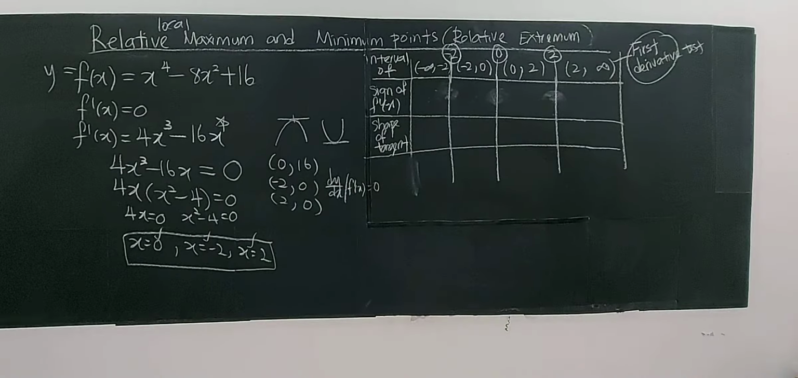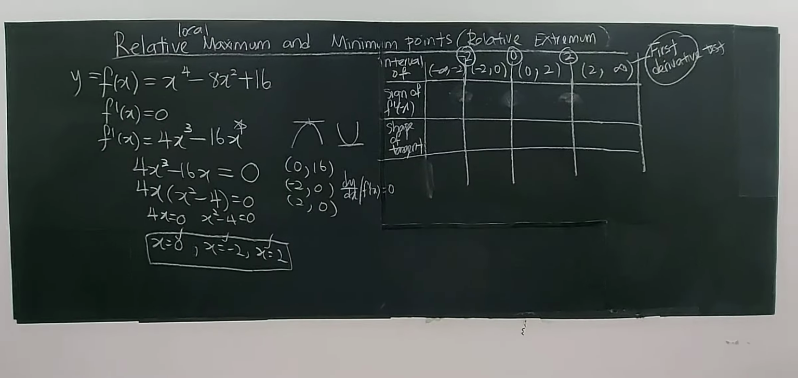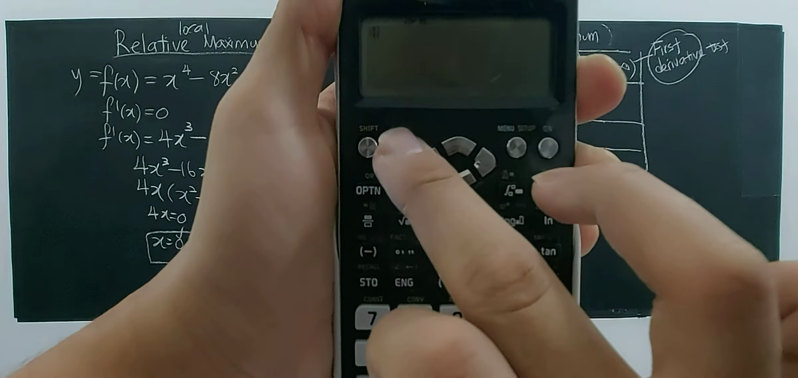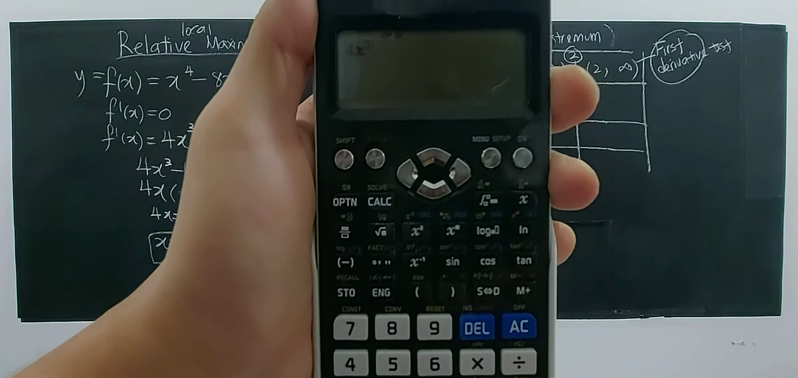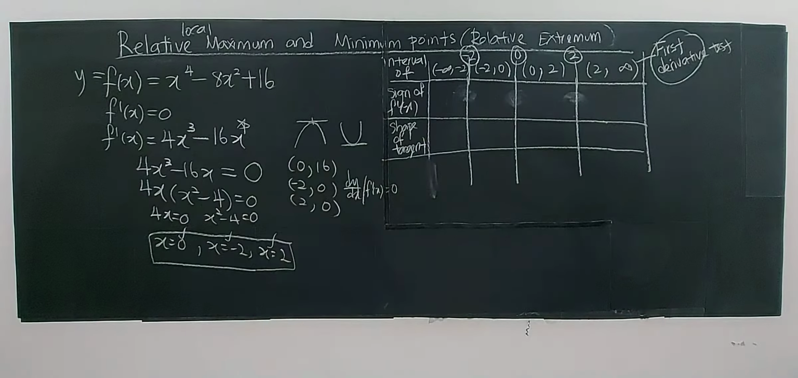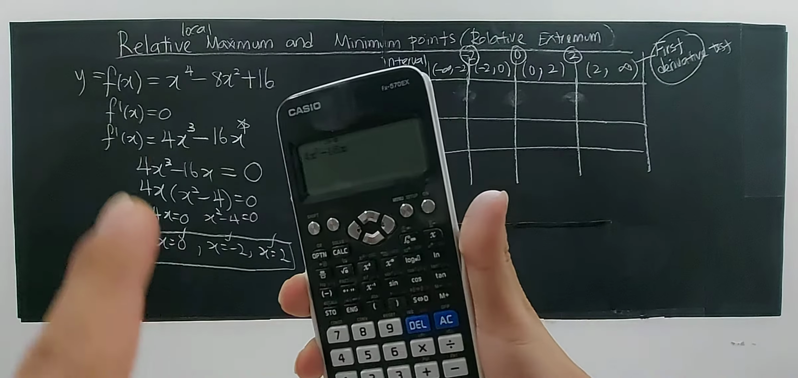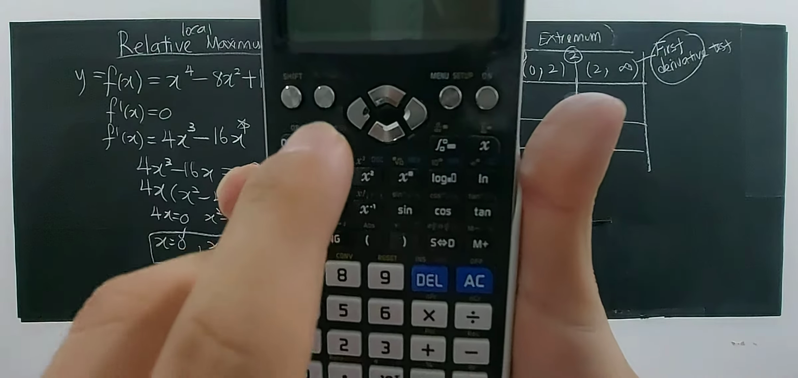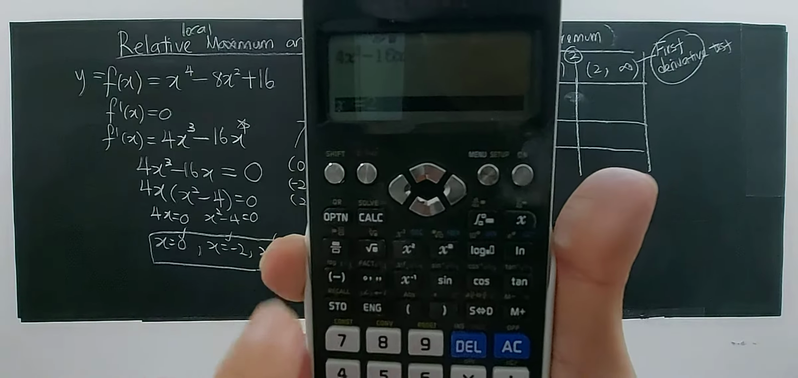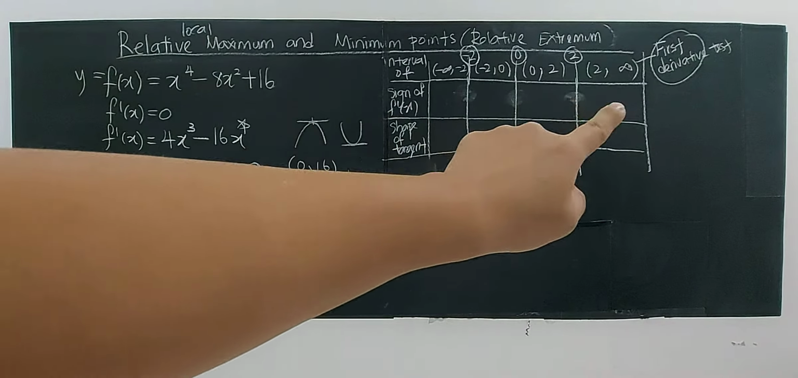I will key in this 4x cubed minus 16x. All right, 4 alpha x, so it's easy for me. 4 alpha x shift cube, minus 16 alpha x. So I have my function here, my first derivative function, 4x cubed minus 16x. Then I press the calculate button, right? Calculate. Okay.